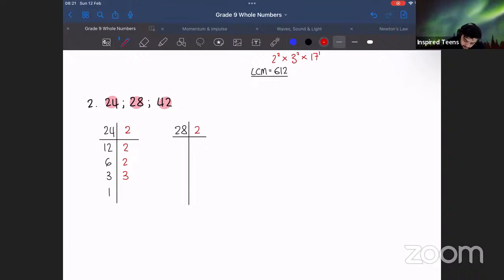Okay, so 28 I can divide by 2 as well. I'm left with 14, which I can also divide by 2, and I'm left with 7, which I can then divide by itself because 7 is actually a prime number, and I'm left with 1. Then I can do 42.